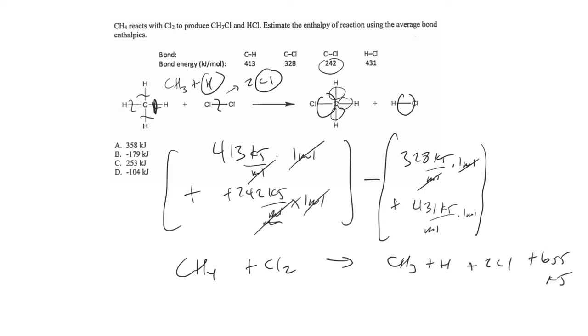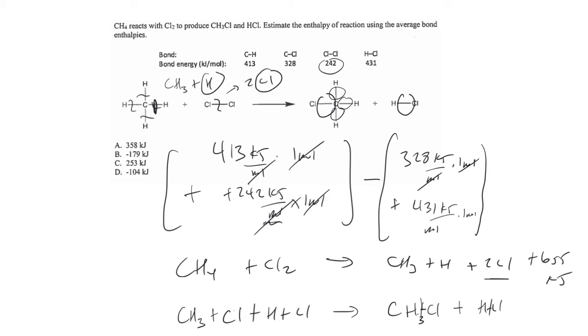And then when we think about going from CH3Cl plus HCl, if we imagine breaking the carbon-chlorine bond and the hydrogen-chlorine bond, the 328 plus the 431, we're breaking these back into these fragments: Cl plus H plus Cl, so that's 2 chlorines plus an H. Breaking this bond here and this bond here takes 328 plus 431, which is 759.